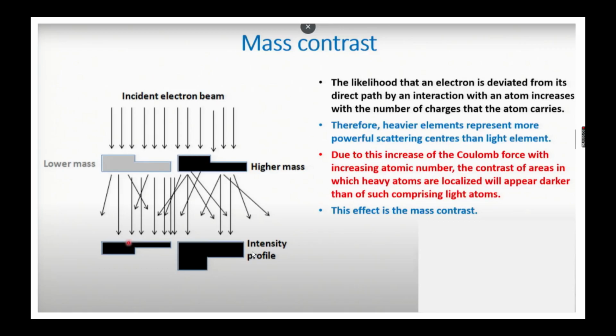Heavier elements represent more powerful scattering centers than light elements. Due to the increase of the Coulomb force with increasing atomic number, the contrast of areas in which heavy atoms are localized will appear darker than that of lighter atoms. This is due to the difference in the scattering of the incident electron beam, so that's why we generate the contrast.